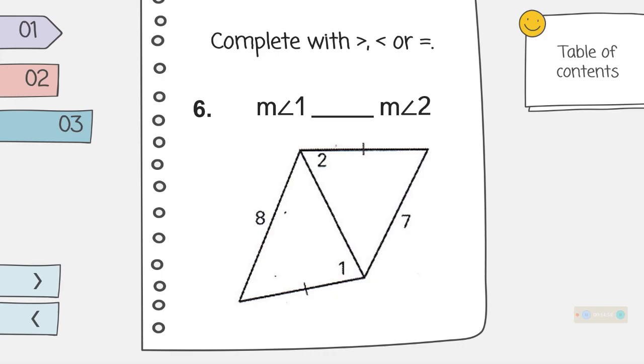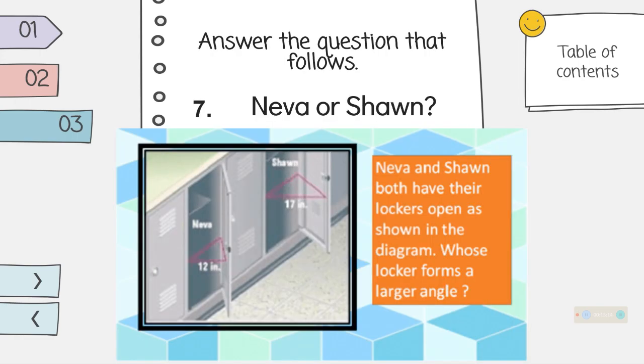Next, let's have this one. Again, compare angle 1 with angle 2. Angle 1 is greater than the measure of angle 2, because angle 1, opposite it is 8, and angle 2, opposite that is only 7. Next, answer the question that follows. Is it Niva or Sean?